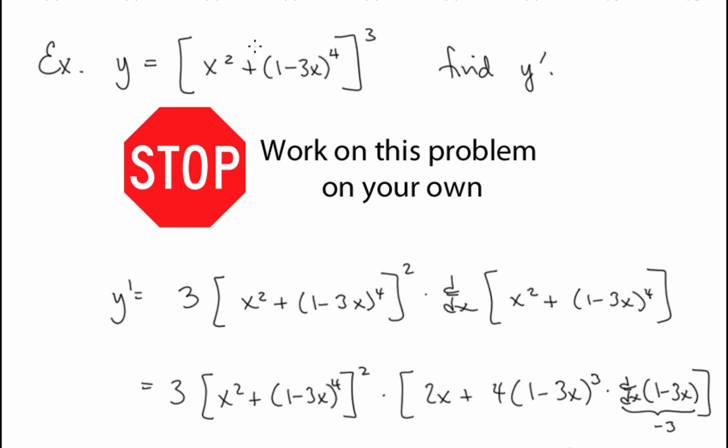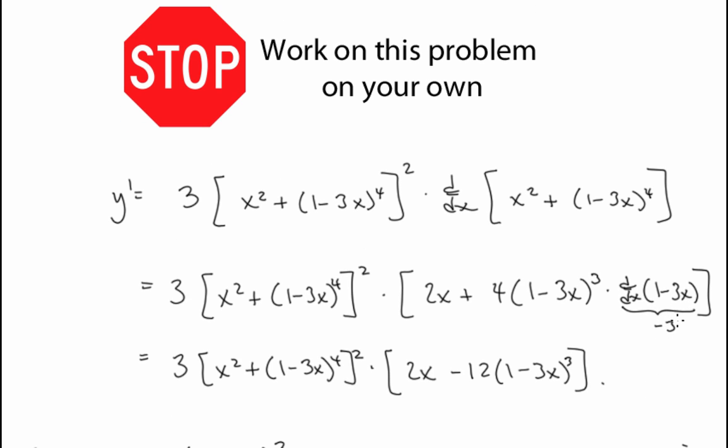So the first thing we notice here is that we have all of this taken to the 3rd power. So for the derivative, that 3 comes down in front, we have all of that to the 2nd power, and now we need the derivative of what's inside the brackets. The derivative of x squared is 2x, and here we're going to use the chain rule. We have 4 times 1 minus 3x to the 3rd power multiplied by the derivative of 1 minus 3x. And that derivative is a negative 3. So we have a negative 3 multiplied by the 4 here. That makes a negative 12. And we're here. This is our derivative.